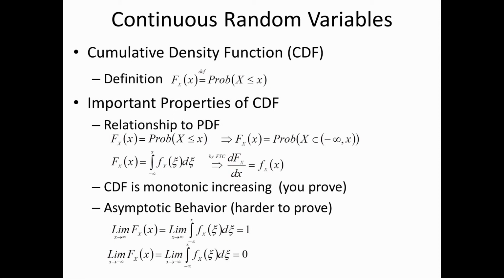A couple of things that you can show is that the CDF is monotonic increasing. It's a function that goes from 0 to 1. The limit as x goes to negative infinity of the CDF is 0. Okay? And the other asymptotic behavior we can show is that as x goes to positive infinity, the CDF converges to 1. These things are a little harder to prove. You can prove them, but I won't ask you to. But you should be able to prove that the CDF is monotonic. That's pretty straightforward.